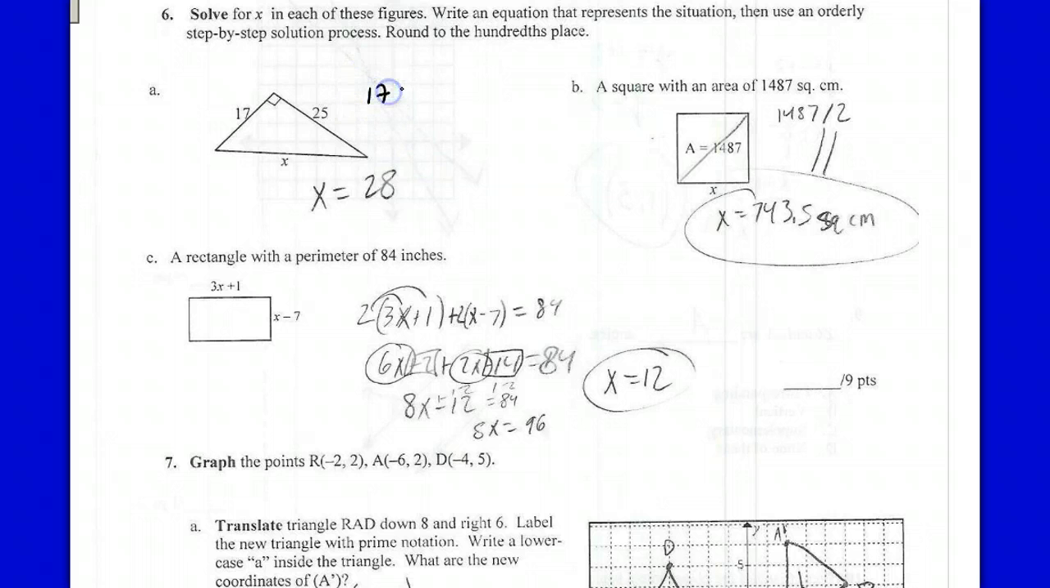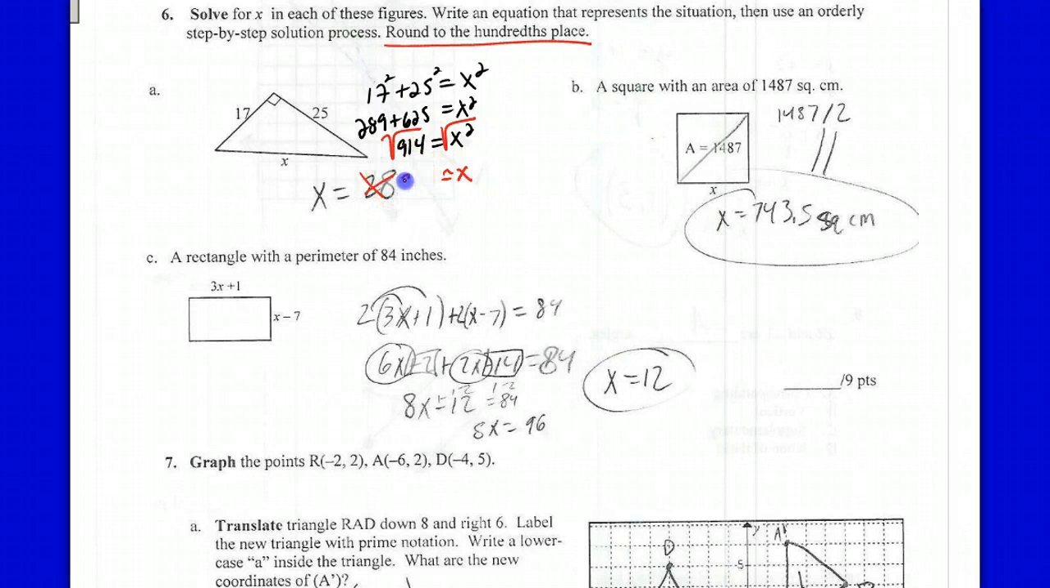This one required us to use Pythagorean theorem to solve for x squared. So 17 squared is 289, 25 squared is 625. That equal to x squared, I get 914 is equal to x squared, but I need to take the square root of both sides. You were told to round to the nearest hundredth place, so x should be approximately 30.23.